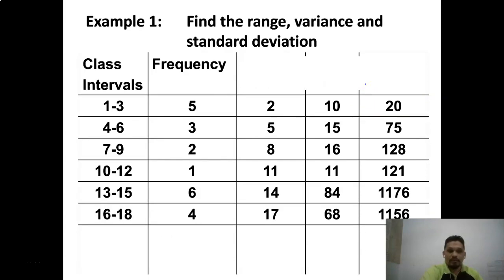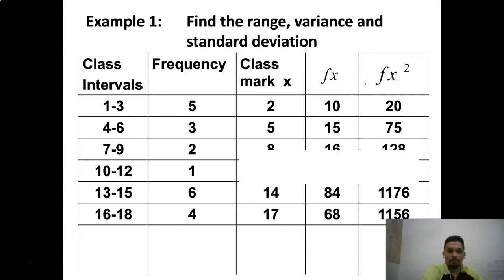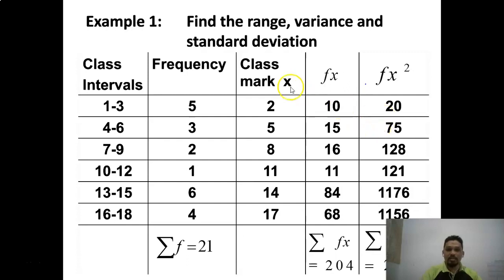From the class intervals and frequency, we come up with the class marks. The class mark is the midpoint of the class. For 1 and 3, 1 plus 3 is 4, divided by 2 equals 2. For the midpoint of 4 and 6, 4 plus 6 equals 10, divided by 2 equals 5. So the class marks, we can also state as the midpoint of x.